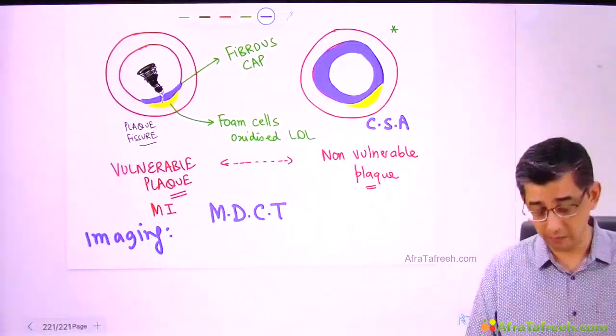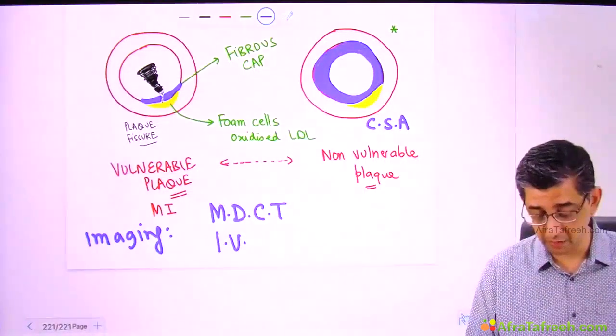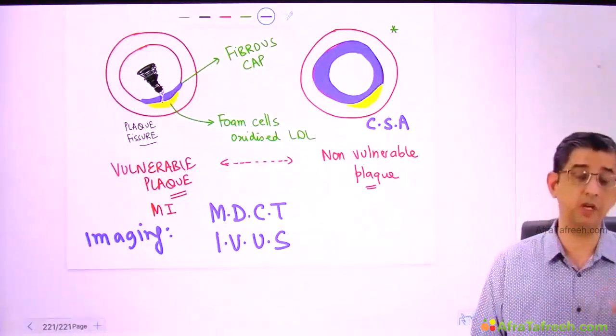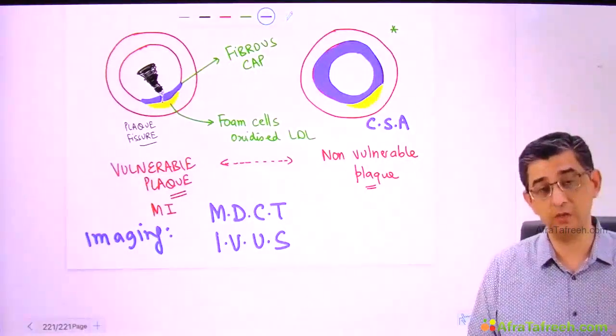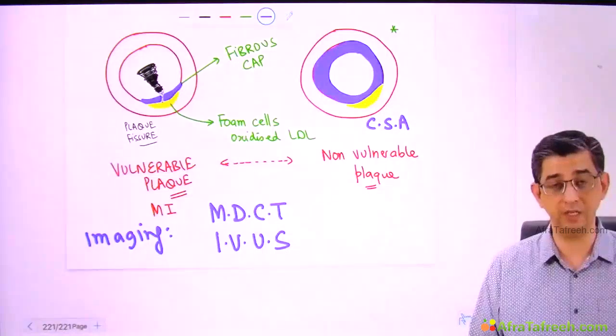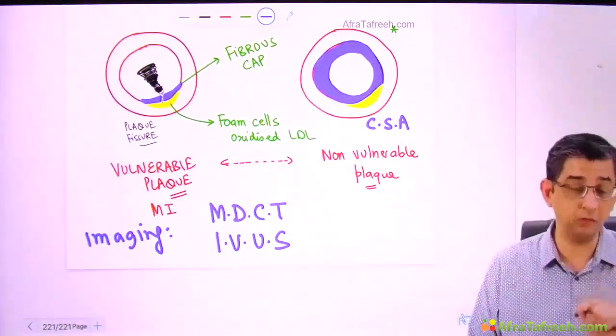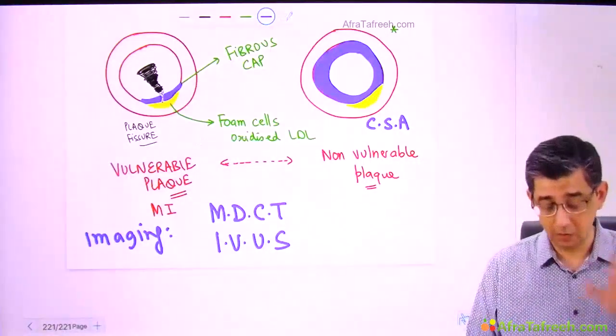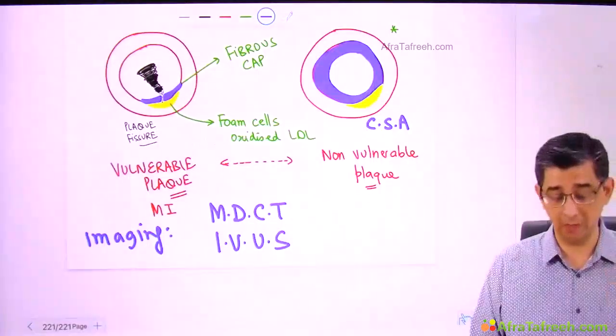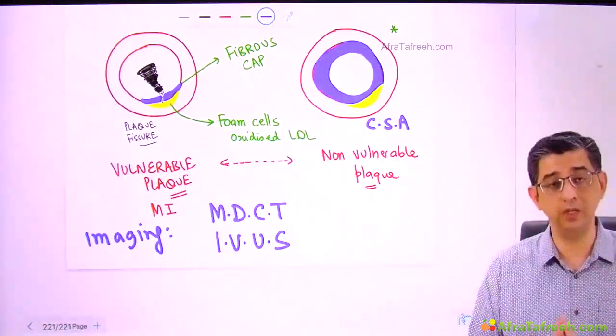And over and above this, we also have available intravascular ultrasound. Now, when I say the word IVUS, that is intravascular ultrasound, you can very well understand that for intravascular ultrasound, the ultrasound probe has to be sent right into that coronary artery. So that means it again becomes invasive.